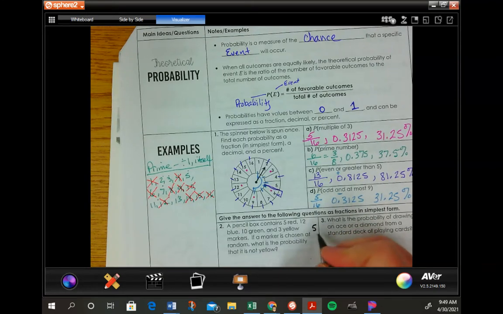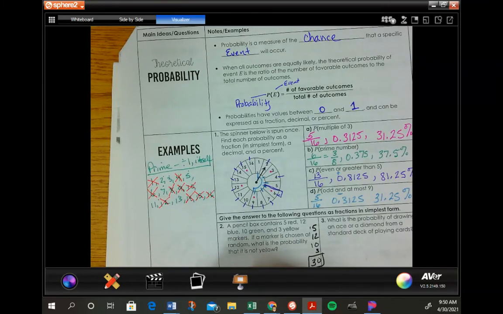We first need to know how many total markers we have. I have 5 red, 12 blue, 10 green, and 3 yellow. Add those up, 7, 10, carry the 1, 30. I have 30 markers. That's my total. So whatever I get, 30 is going to be on the bottom.